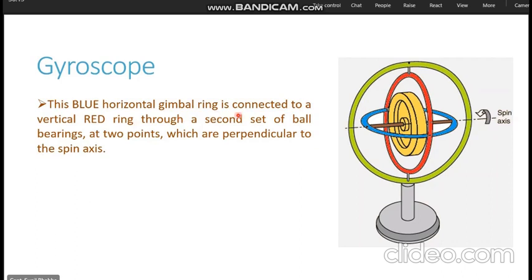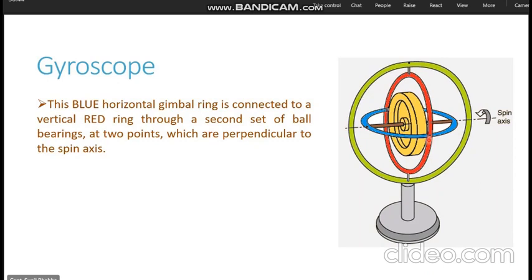So the blue horizontal gimbal ring is connected to a vertical red ring through a second set of ball bearings at two particular points. And these two points are made in such a way that they are perpendicular to the spin axis. The spin axis, the brown color rod, is here, and you can see the connection points between the blue ring and the red ring are perpendicular to the spin axis.